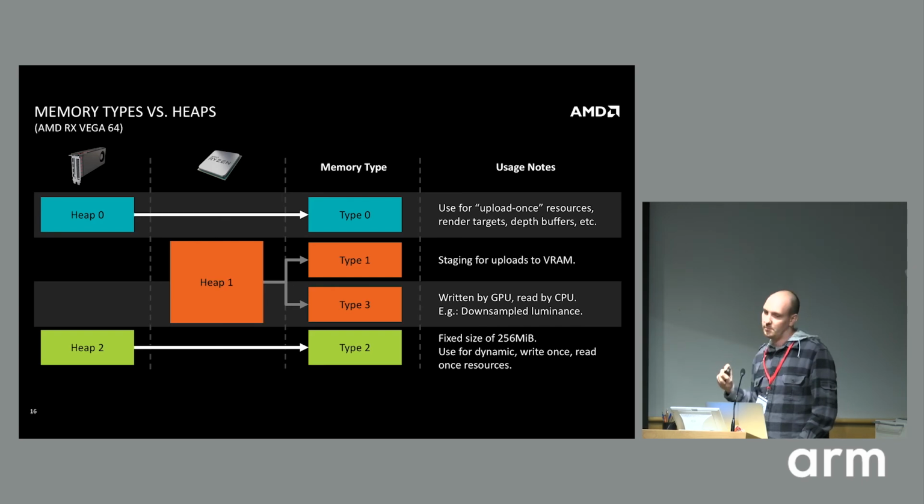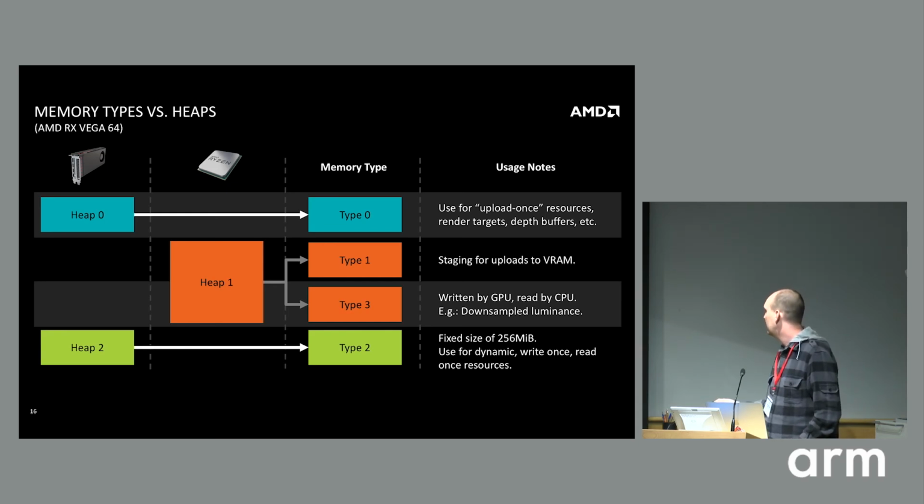Type 1 is more or less designed for staging uploads to VRAM. So you want to effectively stream your resources into type 1 on load, then have them copied to VRAM, and then they just live happily ever after in VRAM for the life of your application or whenever they get destroyed.